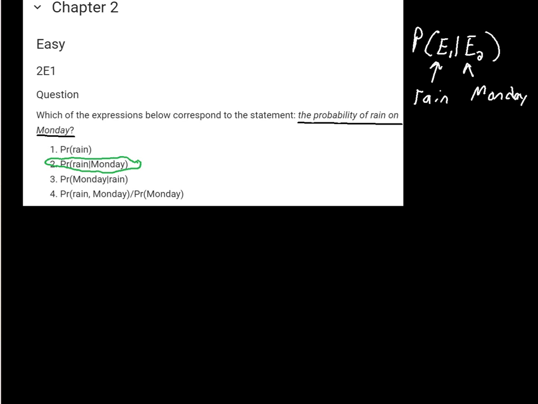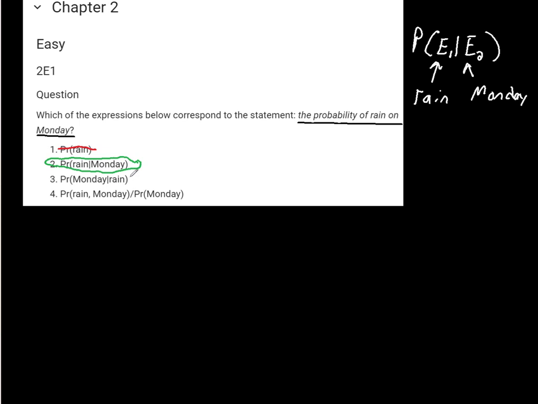But before moving on, let's see why the other answers aren't correct, or if any of the answers are possibly correct. Okay, so first of all, number 1 is the probability of rain. And while we are asking about the probability of rain, we are asking about the probability of rain given that it is Monday. So this is not a conditional probability, so that is not correct in this case.